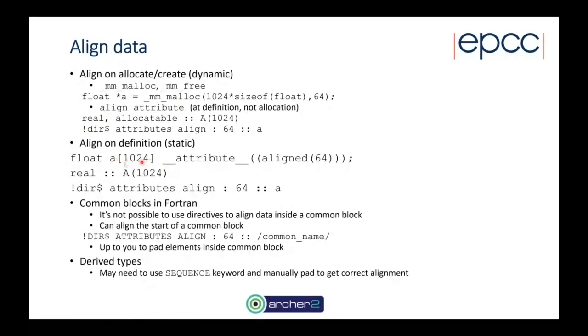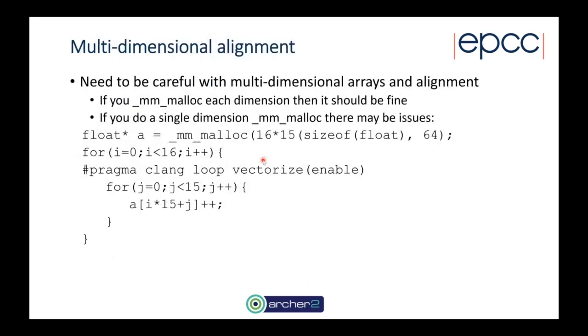If you have static data, so data which is defined at compile time, the size of array is defined at compile time, in C we can use this double underscore attribute double underscore. And in Fortran, we can use the same thing as we use for dynamic data. So we can use this attributes align. And there are some more details for common blocks in Fortran and derived types. You have to be a little bit more careful in Fortran to manually pad things out to get correct alignment, because derived types tend to pack in data structures well, efficiently, but in such a way as it ignores these align attributes.